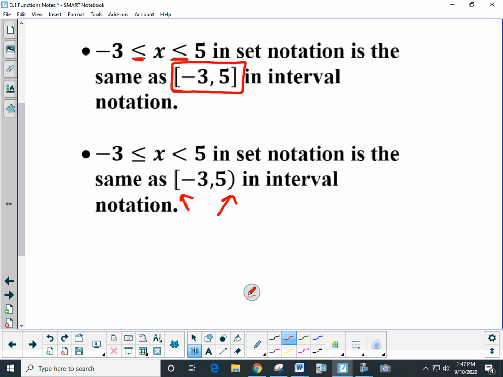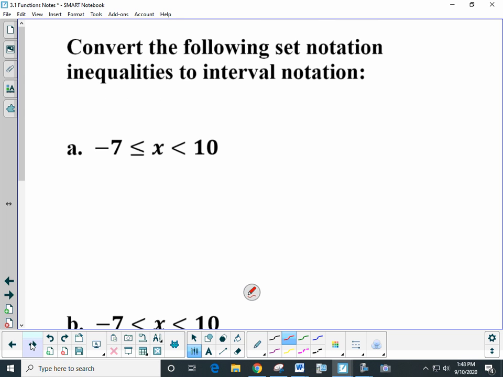It is important to note that you never, ever, ever put brackets around infinities. You can only use parentheses around either a positive infinity or a negative infinity. That's because infinity is not an endpoint. You can't say the endpoint of infinity is included. So that's why you can't ever use a bracket around infinity.